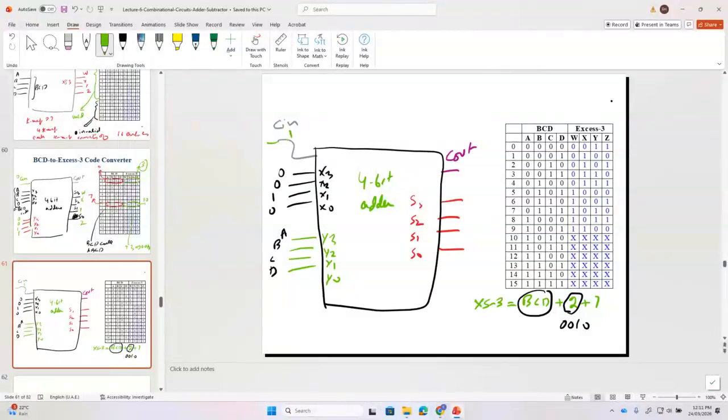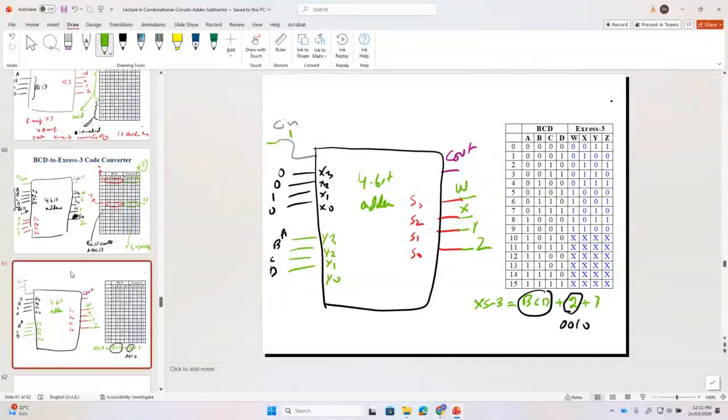And I put a VCC here. What should I connect? S3. Where should I connect S3? S3 should be W. So this is another method to implement a BCD to XS3 code converter using a 4-bit adder.